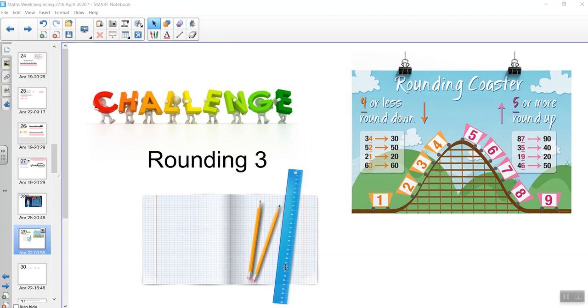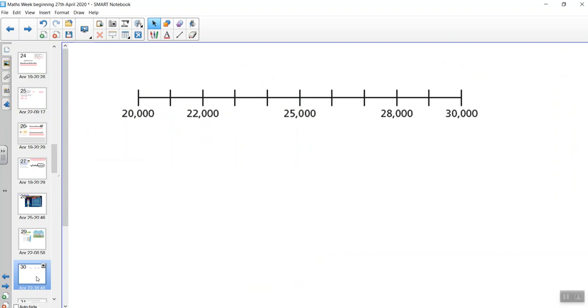Again, you're going to need a pencil and some paper, and again, I want you to listen out to see if I make any mistakes. So the first thing we're going to do is look at 10,000 numbers today, rounding to 10,000. And we're going to look at these numbers here on this number line.